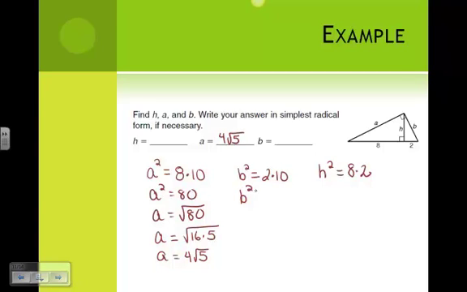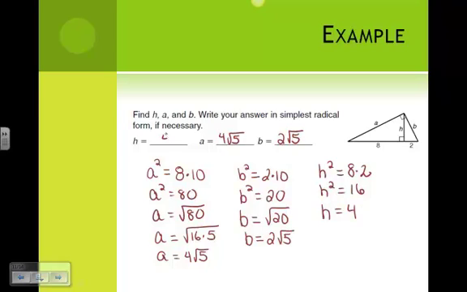For B squared, we get B squared equals 20. We take the square root of both sides. We get B is the square root of 20. The highest perfect square that goes into 20 is 4. So B is equal to 2 square roots of 5. And then we got H squared is equal to 16, which is a perfect square. So H is equal to 4. So this is 2 square roots of 5. And this is 4.